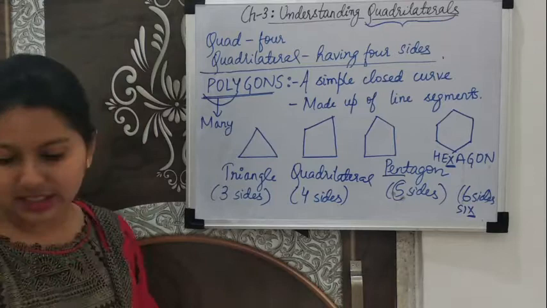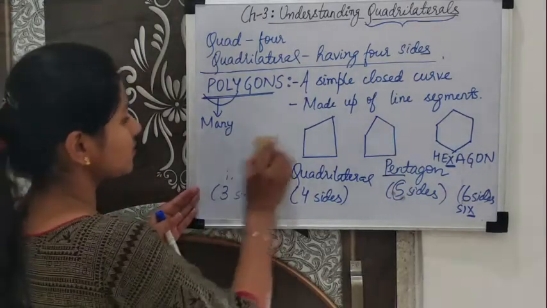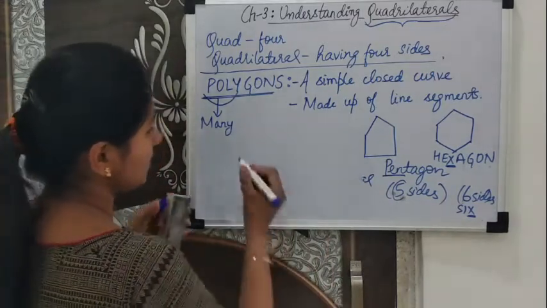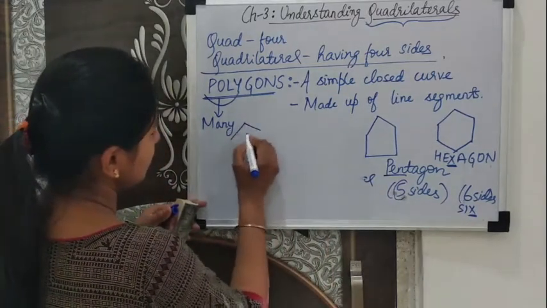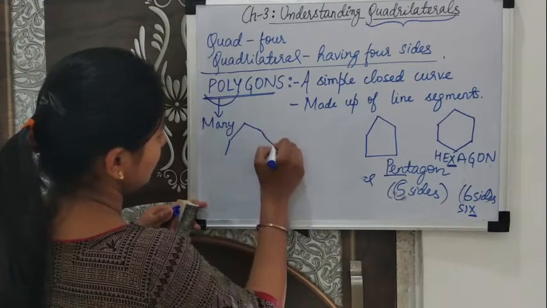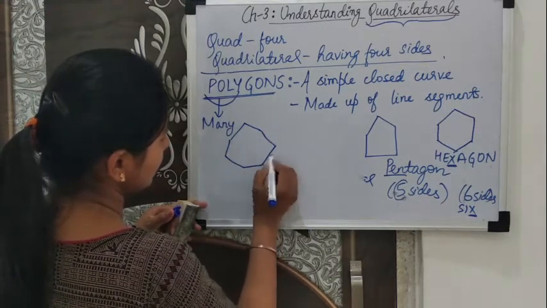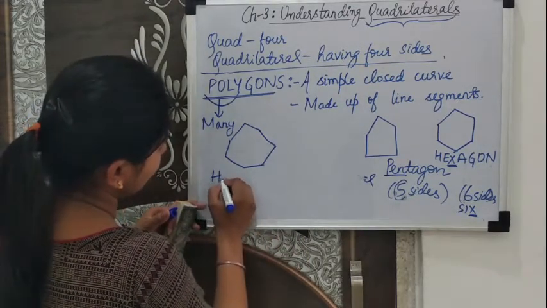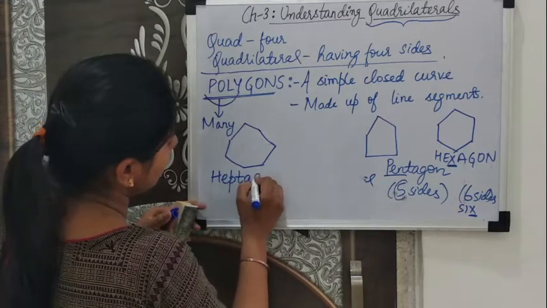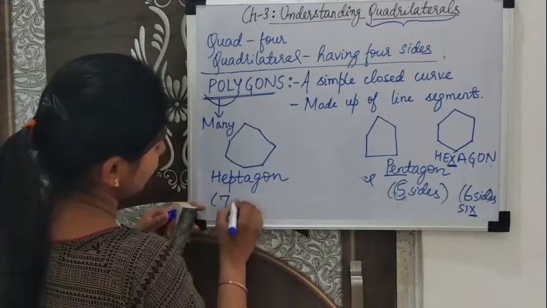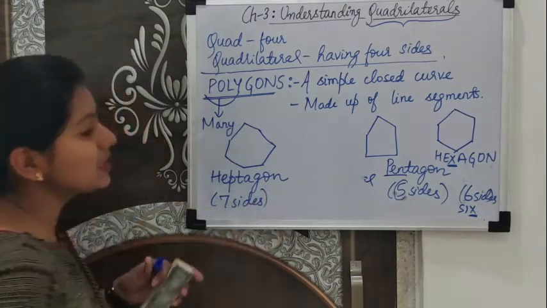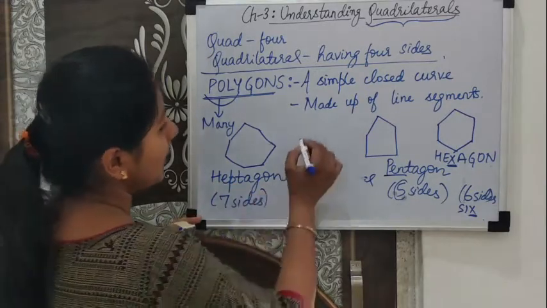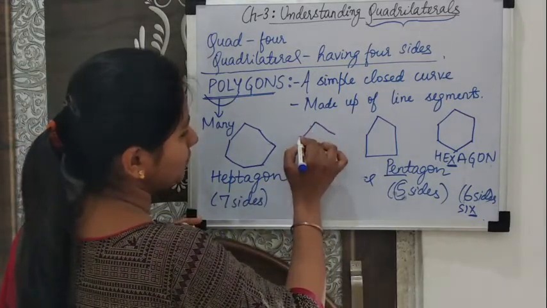Similarly, if I will increase the number of sides, like if I will draw seven sides, 1, 2, 3, 4, 5, 6, 7. So this seventh side is called heptagon. Seven sides is heptagon. H-E-P-T-A, heptagon. Then eight sides.